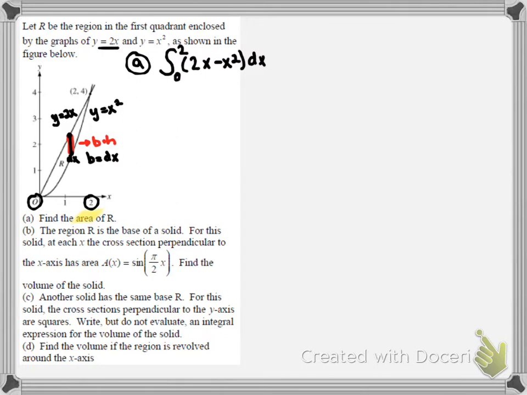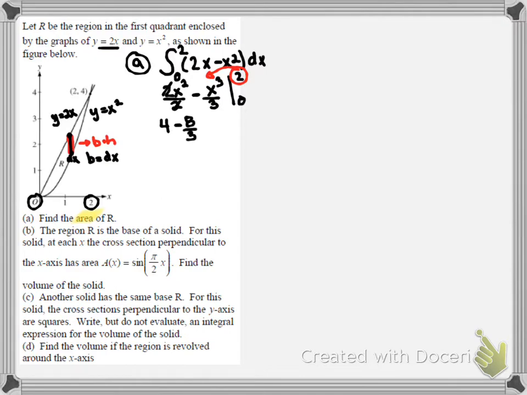So the antiderivative of 2x would be 2x squared over 2. Antiderivative of x squared is x cubed over 3. And I'm going from 0 to 2. Substitute the 2. So I'm going to have 4 minus 8 over 3.